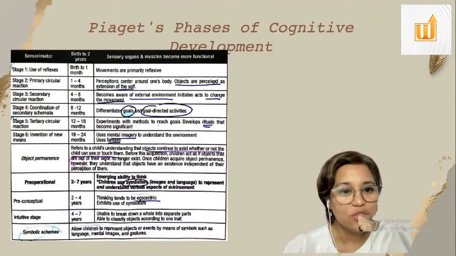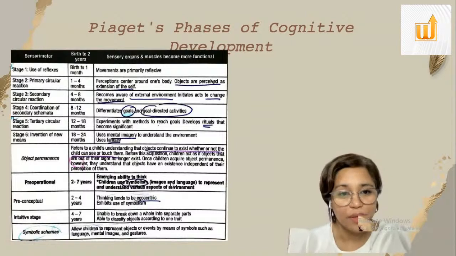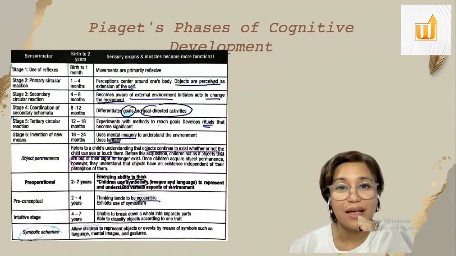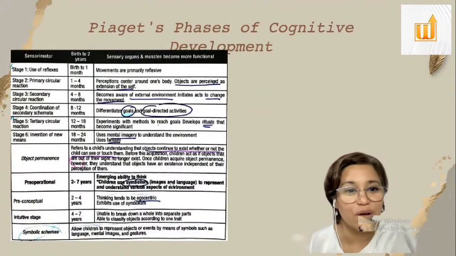And then stage 2, 1 to 4 months, it's centered around their own body. Yan, extension of the self. Secondary circular reaction, no, external environment becomes interesting and they want to move during the 4 to 8 months.